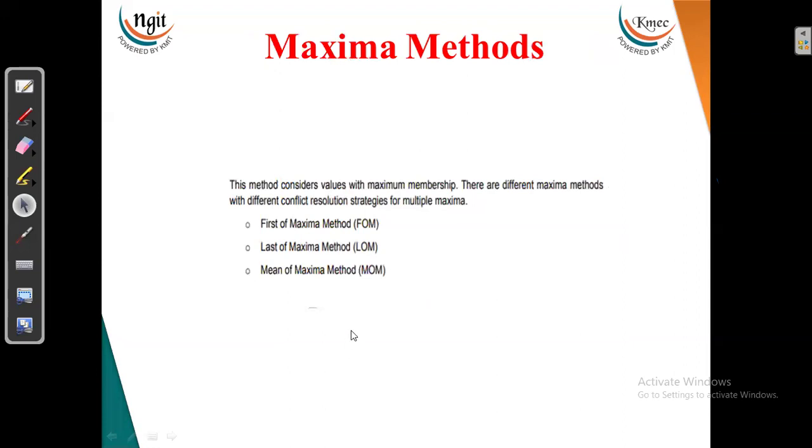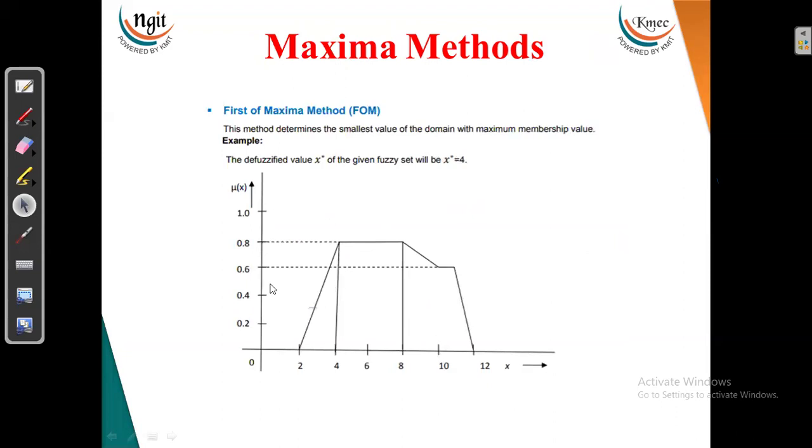Okay. Now, coming to the last part, we have three methods: first of maxima, last of maxima, and mean of maxima. These are very, very simple. In the first of maxima, I'll check what is the first maximum value. So 4. Got it? For 2, it is actually 2, but it is a little biased. For 4, it is the maximum value. So what is the maximum value over here? 0.4. So this will be the solution for this.